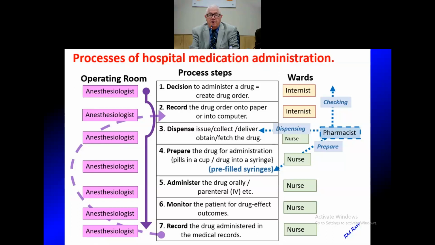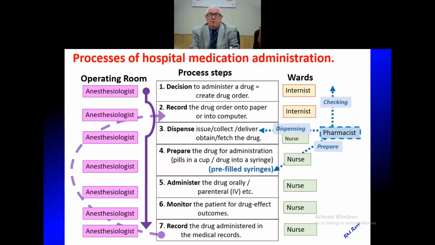Now let's look at the process step of anesthesia or hospital medication administration. Look down the column in the middle. First of all, the doctor decides to administer a drug. That's making a prescription in his head. The doctor then may enter the prescription onto paper or into a computer. Then the drug has to be dispensed, either by self-dispensing straight from a drug storage cabinet or by a pharmacist. Then the drug has to be prepared for administration by putting the pills into a cup or aspirating the drug into a syringe. Finally, the drug gets administered, then the patient gets monitored for a while, appropriate to the drug.